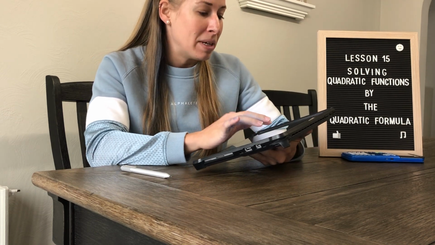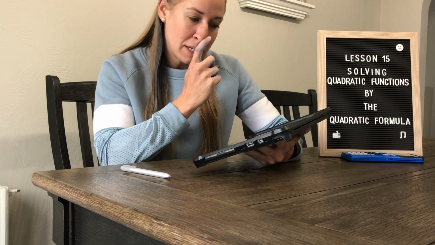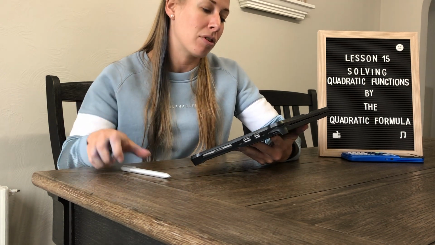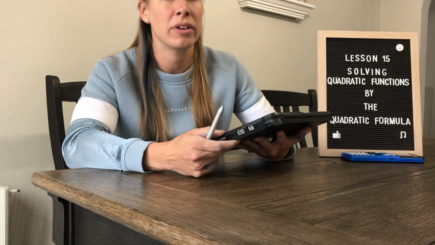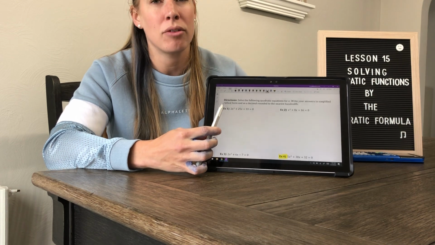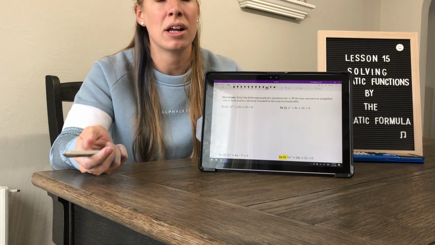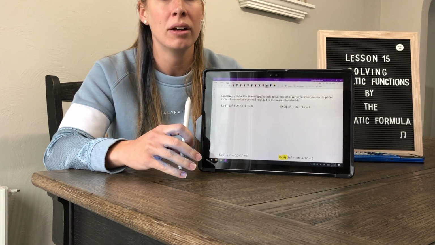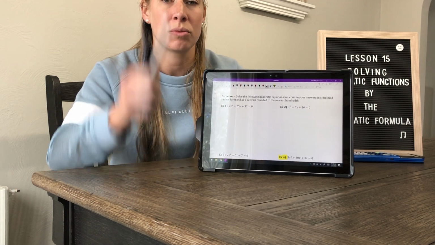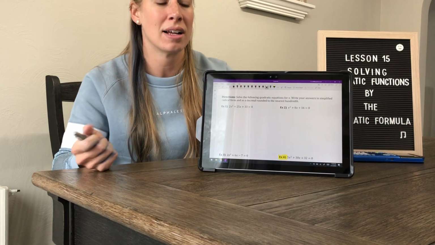All right, so we're just going to jump in today. The directions say to solve the following quadratic equations for x, write your answers in simplified radical form and as a decimal rounded to the nearest hundredth. I'm not going to require you to write them in simplified radical form. That's something you'll do more in Algebra 2. I might show you a couple on here, but I'm really concerned that you can get the decimal answer, those x values, the roots, where the parabola is crossing the x-axis.